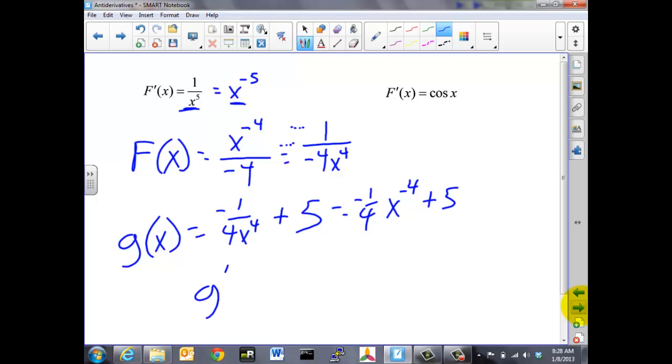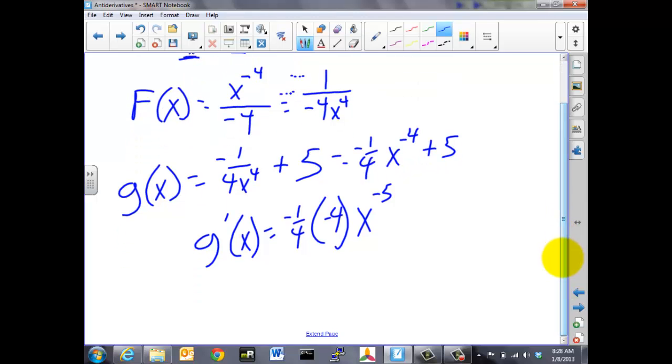So now, taking the derivative of x to the negative 4, how do you take a derivative? What do you do with the exponents? Multiply it by that and then subtract one. Negative 1/4 times negative 4 x to the negative 5th. What about the plus 5? It goes away. Will this clean up any? What do we get? We get x to the negative 5th, because these two things cancel out, which is 1 over x to the 5th.